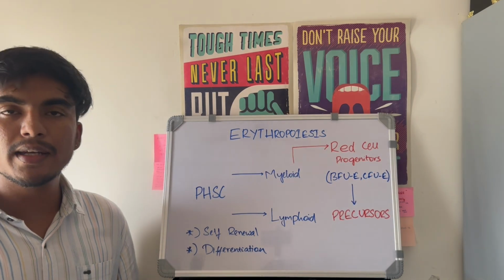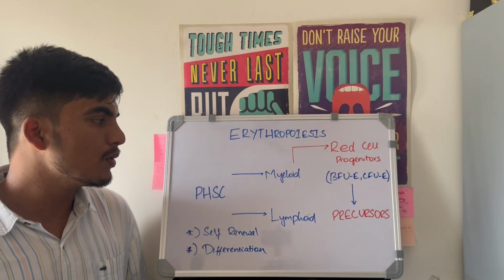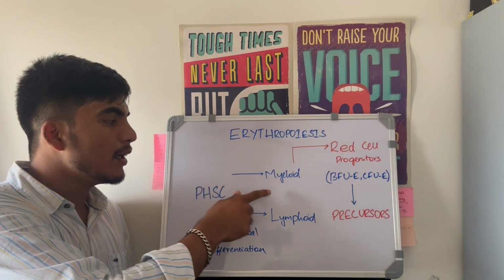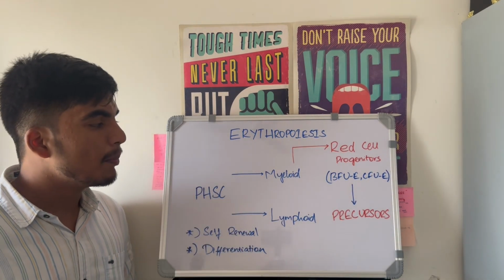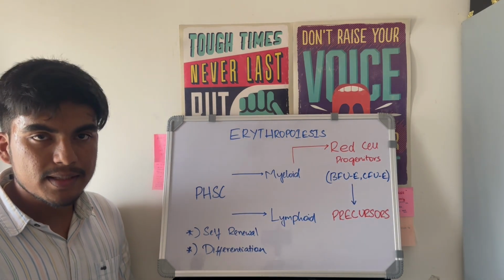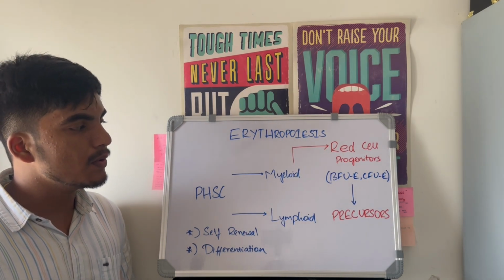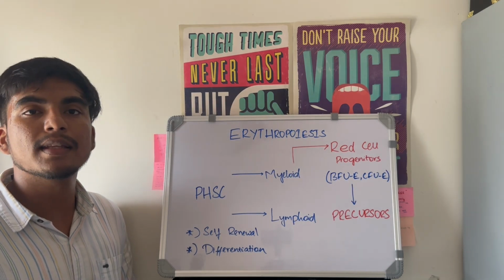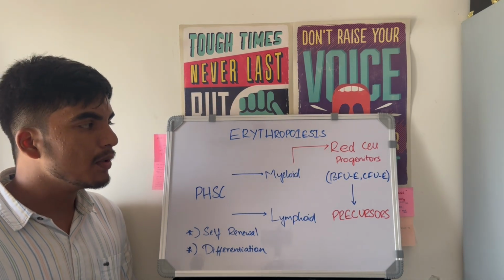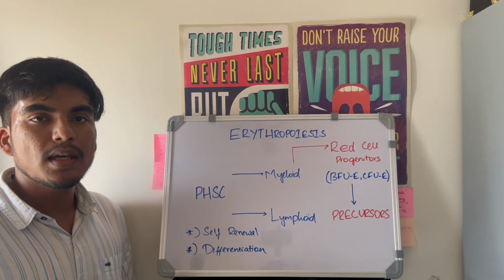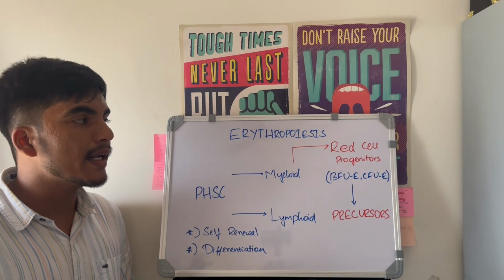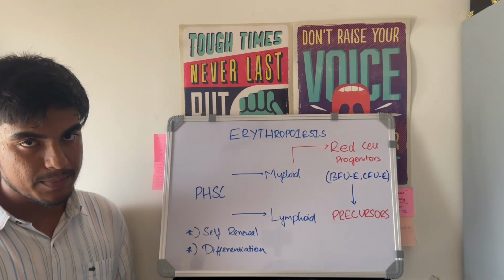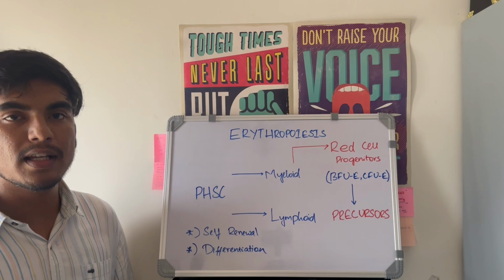Right? Pluripotent hematopoietic stem cell gives rise to two types of committed stem cells. These committed stem cells are the myeloid stem cells and the lymphoid stem cells. Myeloid stem cells are again trilineage stem cells, which give rise to erythroid progenitors, granulocytic and monocytic progenitors and the megakaryocytic progenitors, among which we are going to focus upon the erythroid progenitors, which are nothing but the red cell progenitors. Red cell progenitors are again of two types, burst forming units and colony forming units.